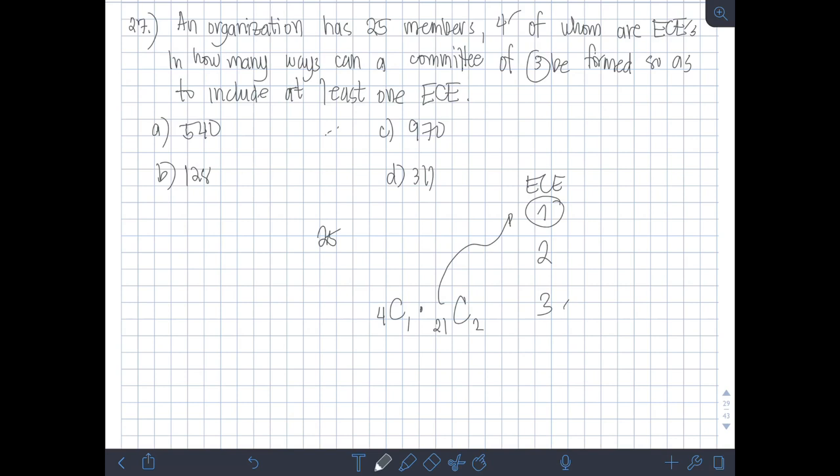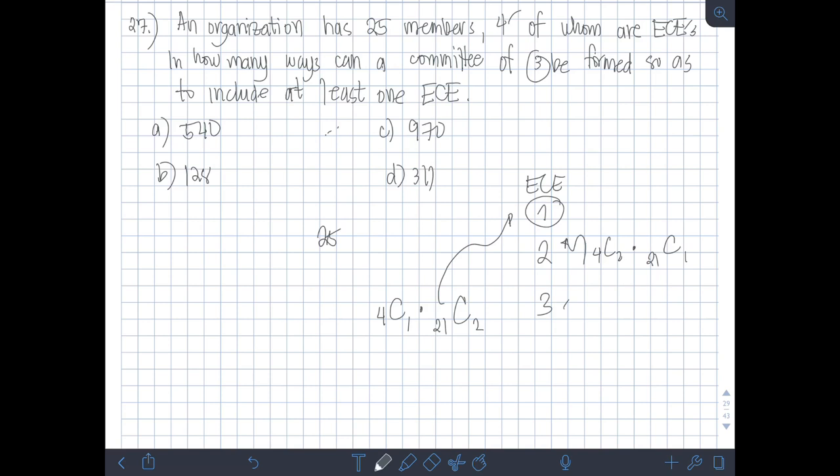Sa case 2 naman, 2 ECE member. So, we have 4C2 ways para pumili ng 2 ECE doon sa 4. Times, kuha naman ngayon tayo ng isang member doon sa hindi ECE. So, ilan yun? 21C1, yung R mo ay 1. Tapos, yung ilan yung members mo? 21 pa rin. Right? So, ito yung ways kung saan makakakuha tayo ng 2 ECE.